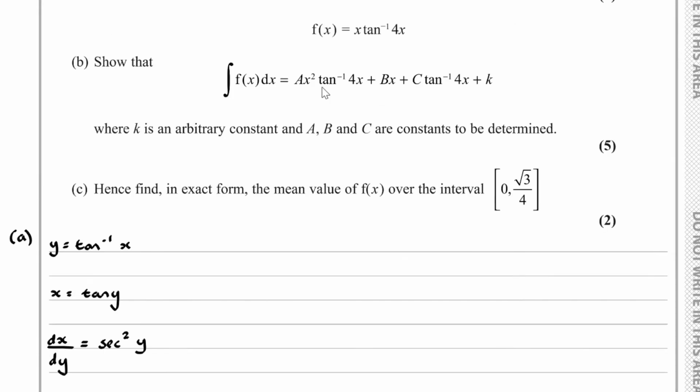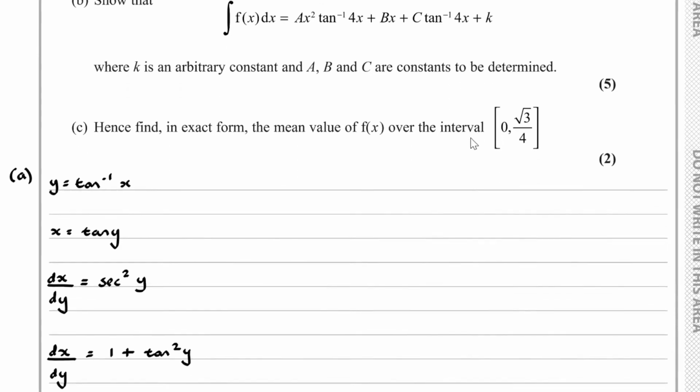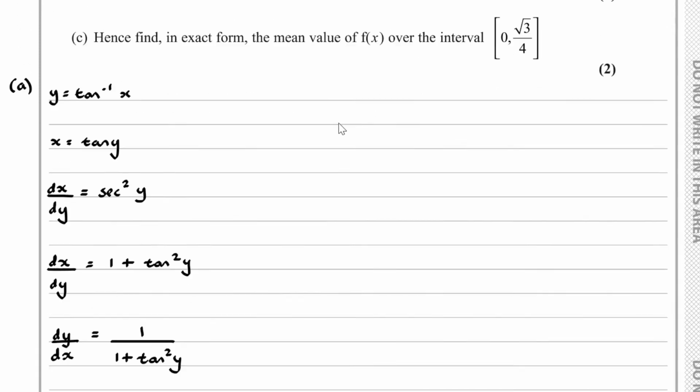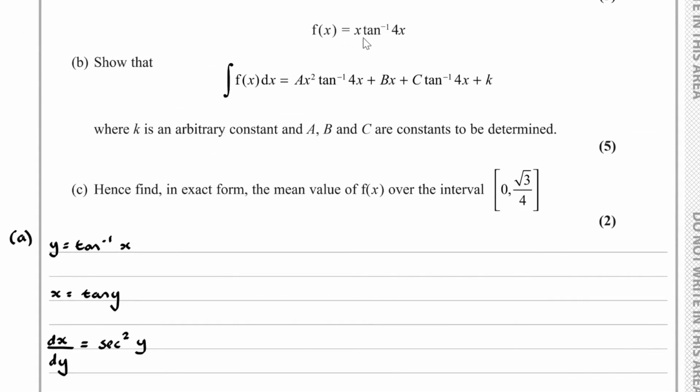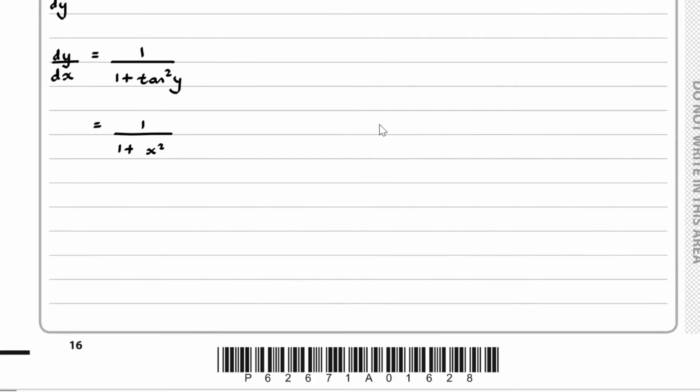For part B of the question, we're given that f of x is equal to x times the inverse tangent of 4x, and we have to show that the integral of f of x with respect to x is equal to a times x squared times the tangent of 4x plus bx plus c times the inverse tangent of 4x plus k, where k is an arbitrary constant and a, b and c are constants to be determined. So to do this, of course, we will have to use integration by parts.